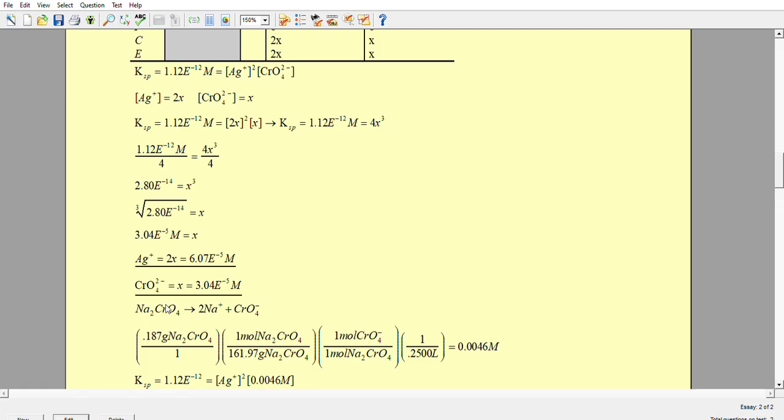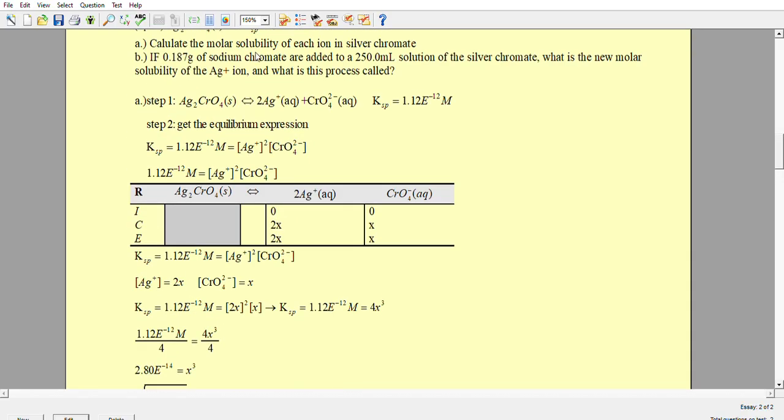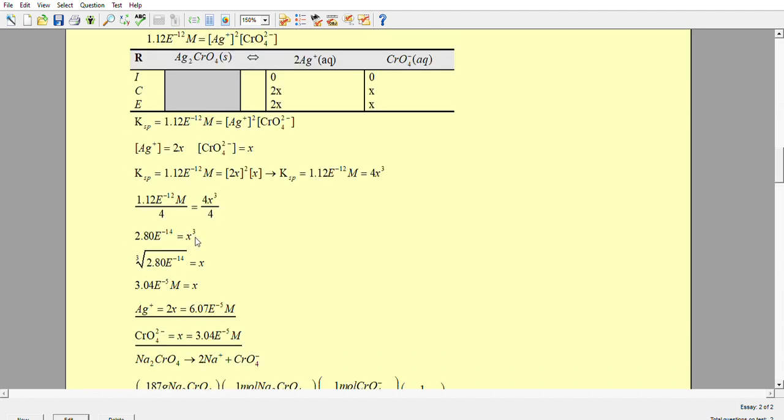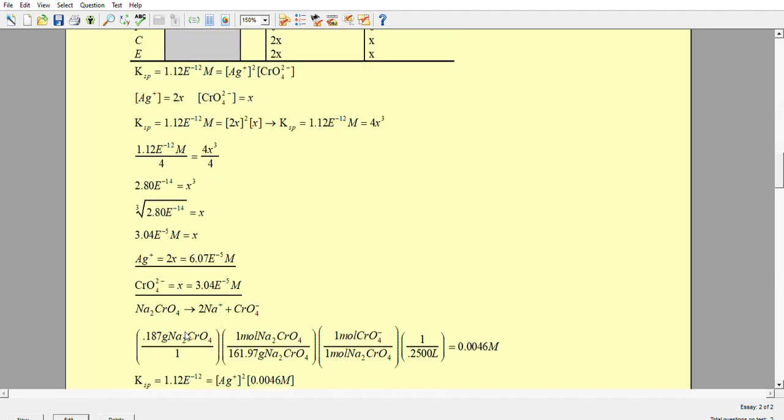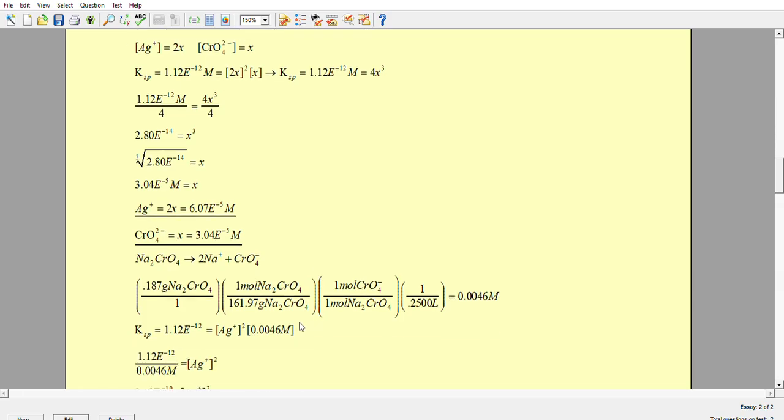So what I did here is I took my 0.187 grams of the sodium chromate. I should use a different thing so it doesn't sound so similar. I divided by the molar mass, and then the third step here is for every 1 mole of sodium chromate, I get 1 mole of the chromate. If that was a coefficient, it would change this number. And then I just divided by the volume. Now it was 250 mL. I made that 0.2500 liters. And that 0.0046 molar is directly inserted where the chromate would go.